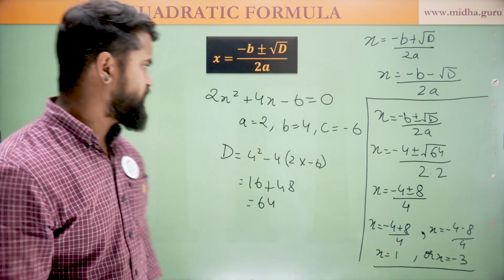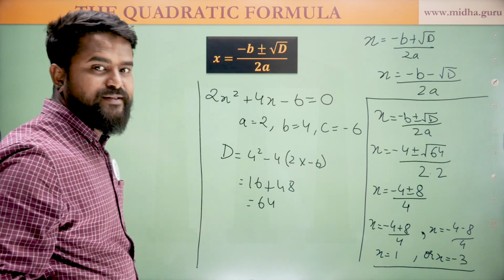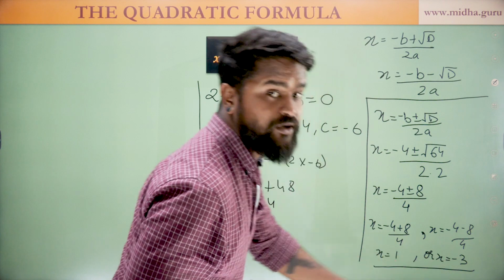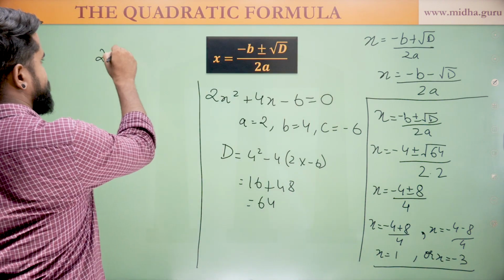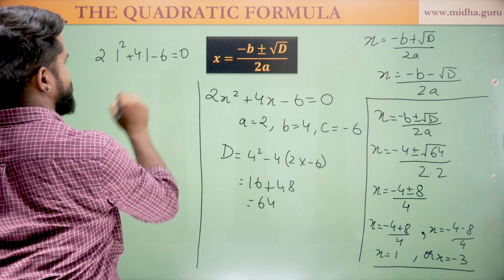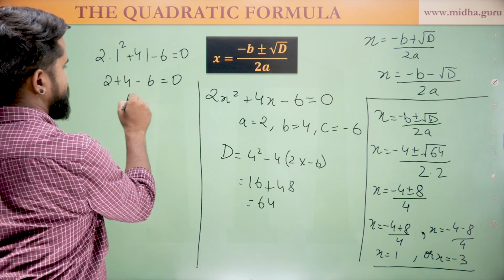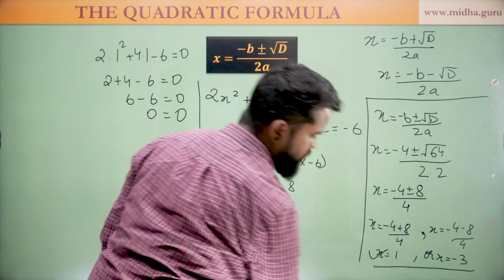Just so that you have no doubts that the sir teaching you something wrong, let's check it. If these are the solutions, they should satisfy our given equation. So first, 2 times 1 squared plus 4 times 1 minus 6 should be equal to 0. We get 2 plus 4 minus 6 is equal to 0. So 6 minus 6, which is also equal to 0. So this root is accounted for.